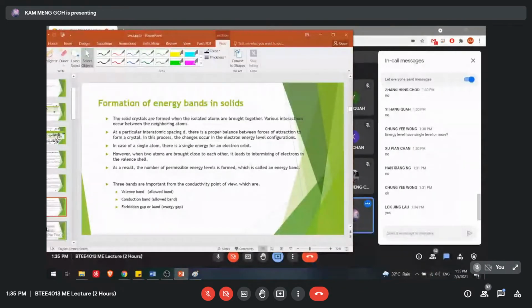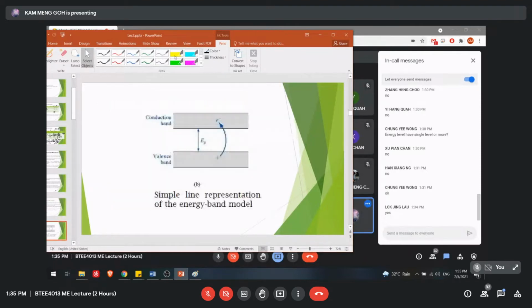So this is the formation of the energy band that I mentioned just now. When solids are brought together, there is interaction between the electrons of the atoms. So there is a proper balance between the forces, and a change will occur in the energy level, which is the energy gap, which may relate to the question by Wong Chung Yi. When two atoms are brought close together, it will lead to intermixing of electrons, and then it will form the energy gap. Okay, this is what I mentioned just now. So very easy.